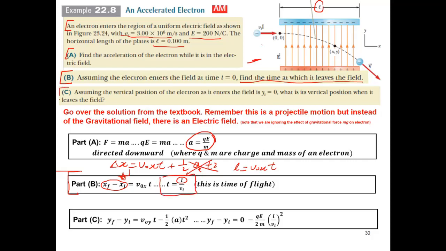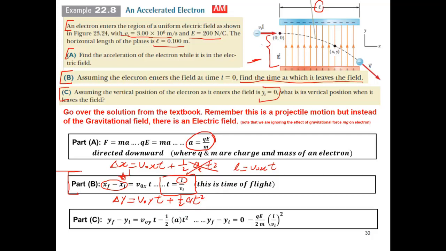Now part C, assuming the vertical position of the electron as it enters the field is equal to 0, what is its vertical position when it leaves the field? The question simply asks us to find this y, so we are looking for delta y. Again, you remember that equation, delta y is equal to v naught y t plus half a t squared.